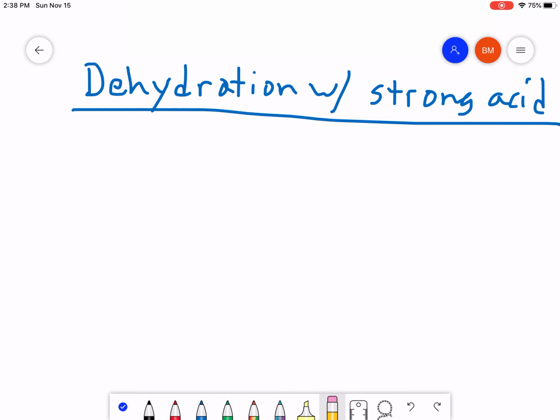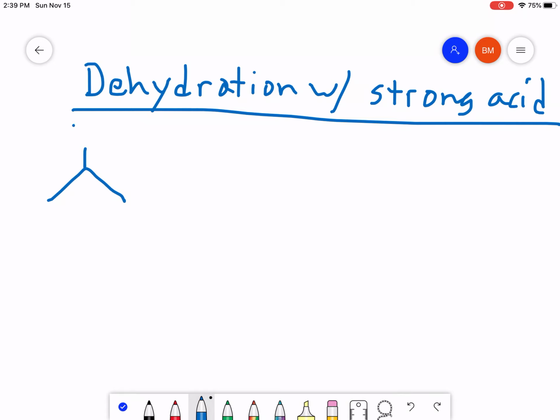So let's take a look at an example. First of all, before we get to the specific mechanisms, let me show you generally what happens. Regardless of which mechanism you use, and it's going to be either E1 or E2, because this is an elimination reaction.